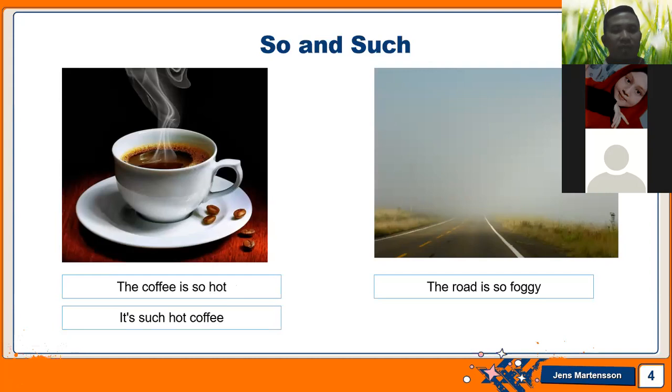Now how about using such instead of so? The coffee is so hot, and using such, it becomes "it is such hot coffee." And then for the second picture, the road is so foggy. Can you use such here?